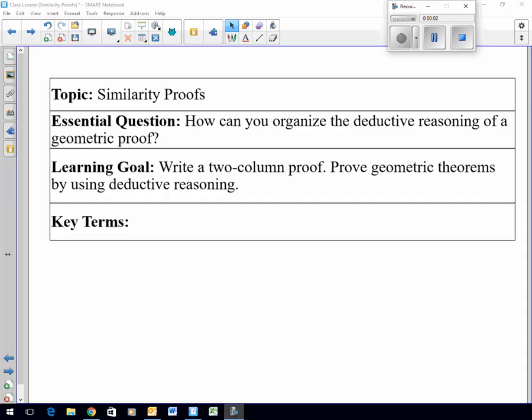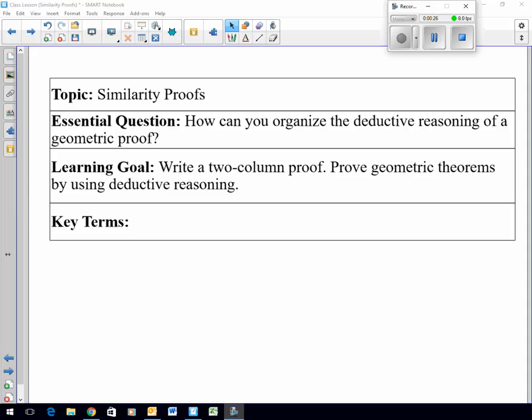Guys, today we're going to talk about similarity proofs. When we talk about similarity proofs, we want to think about how we can organize the deductive reasoning of a geometric proof. We're going to try and write a two-column proof. That's our goal. We're going to prove geometric theorems by using deductive reasoning.